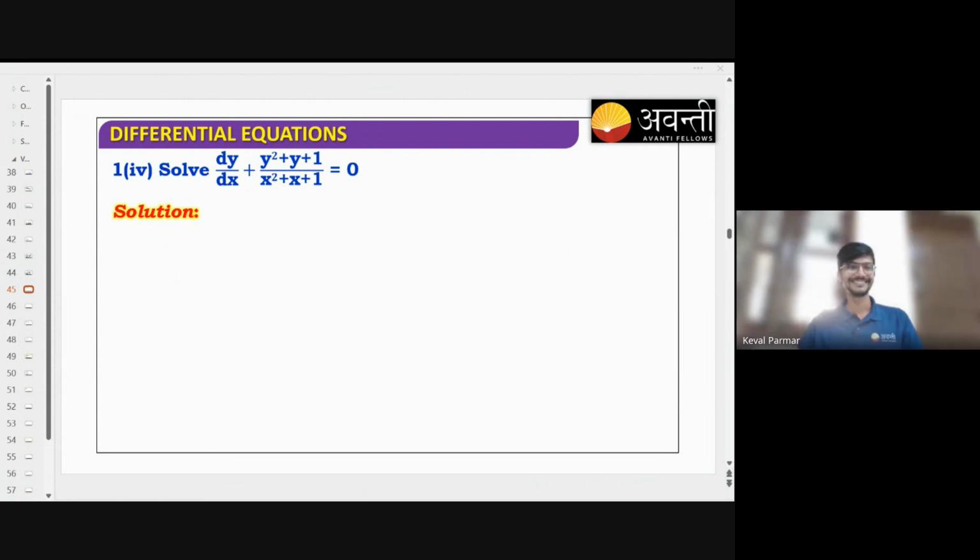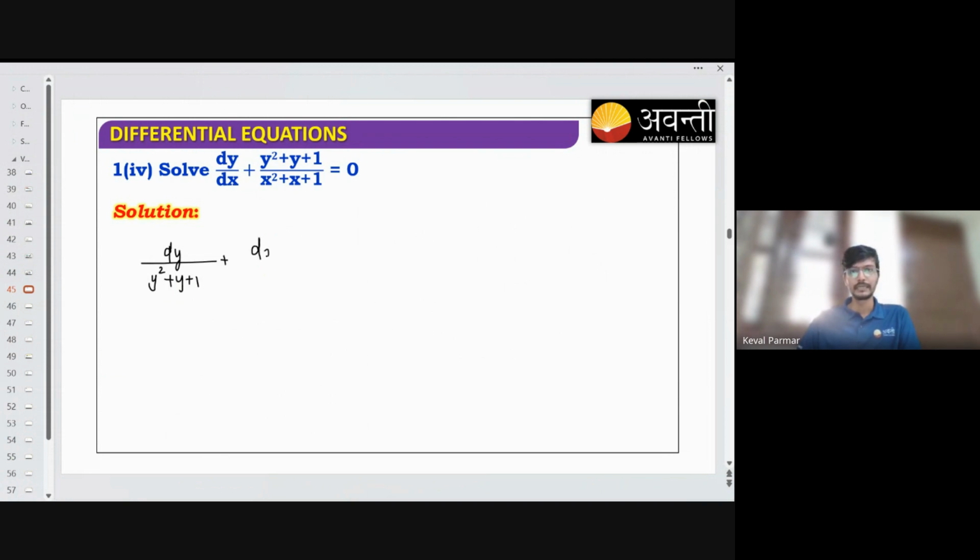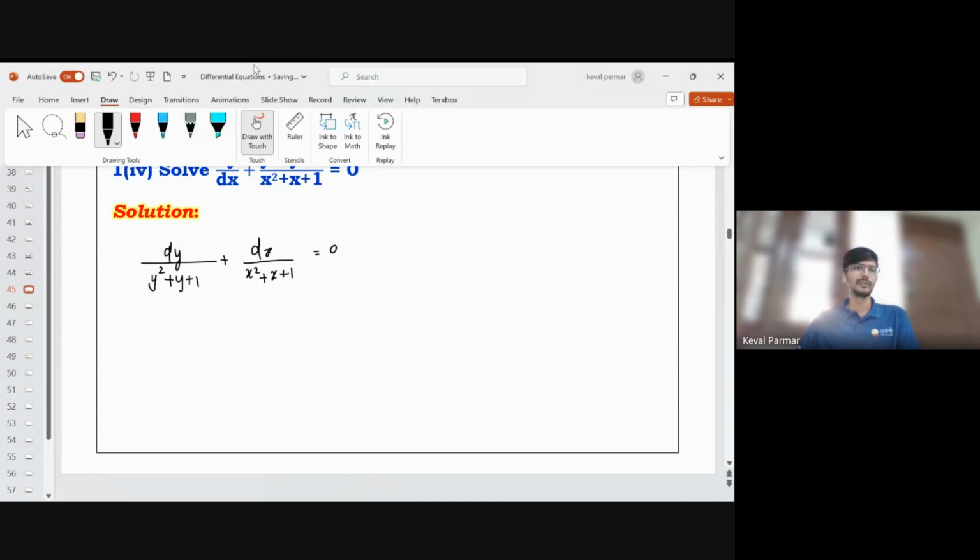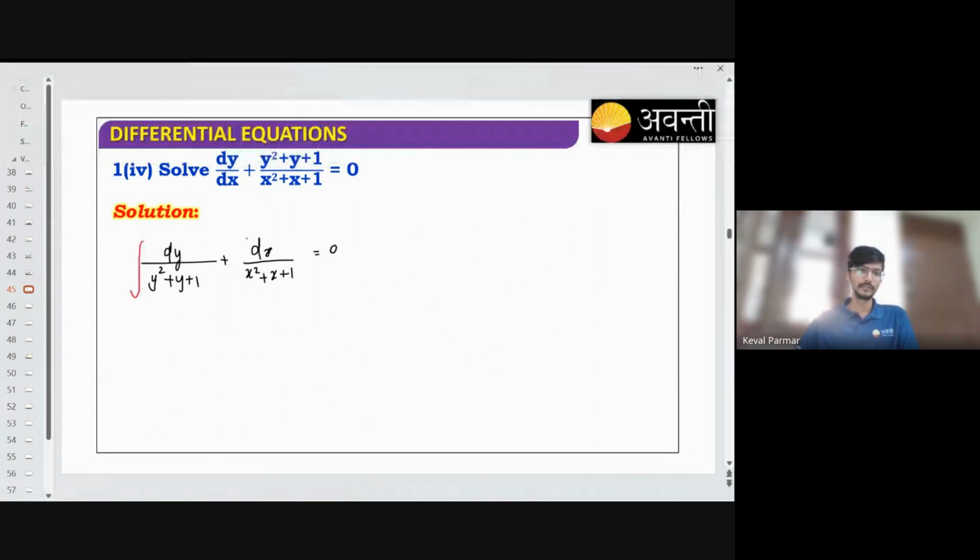Chalo, I'm back. So, if you could do anything, same. What must you have done is cross multiply. So if I cross multiply, I'll get dy over y square plus y plus 1 plus dx over x square plus x plus 1 equals 0. So now we just have to integrate both the sides.